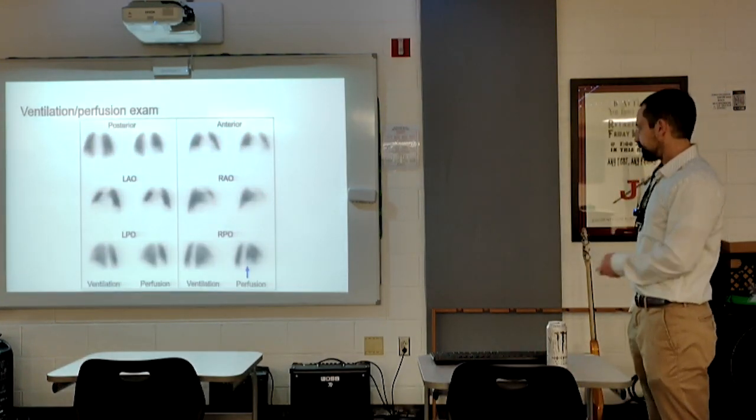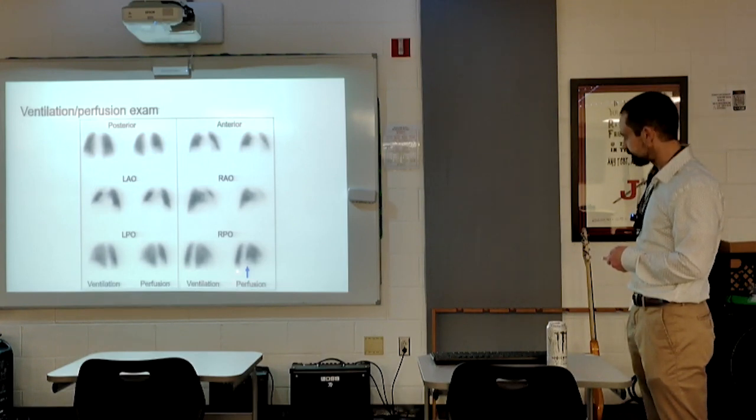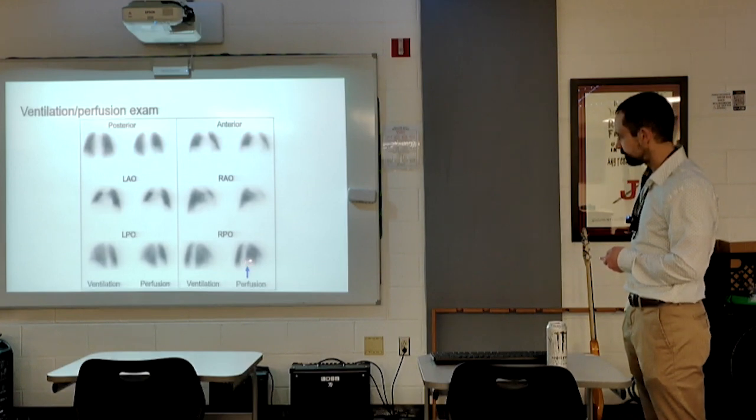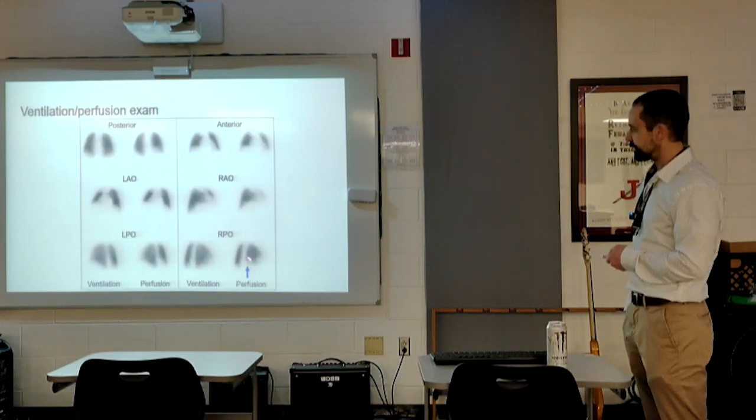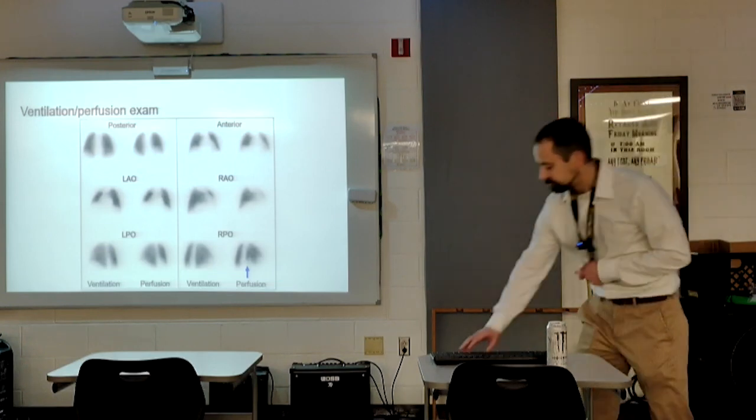Okay, this one is positive. The arrow helps a lot. So down here we have perfusion images. So you can see a kind of a defect right there, a white area. And if you look at the corresponding ventilation image, it's normal. So air is getting to that part of the lung, but blood flow is not. So the more of these you see and the bigger they are, the more suspicious you are that there's going to be a blood clot.